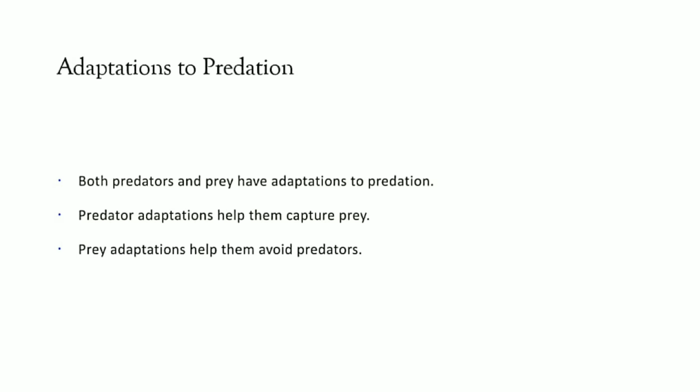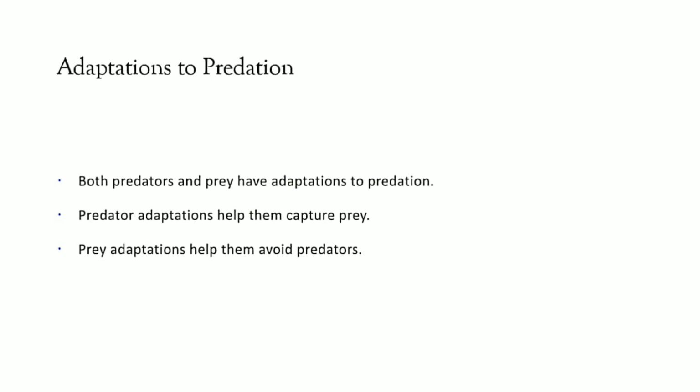Adaptations to predation. Both predators and prey have adaptations to predation. Predator adaptations help them capture prey. Prey adaptations help them avoid predators. A common adaptation in both predator and prey species is camouflage, or disguise. One way of using camouflage is to blend in with the background.